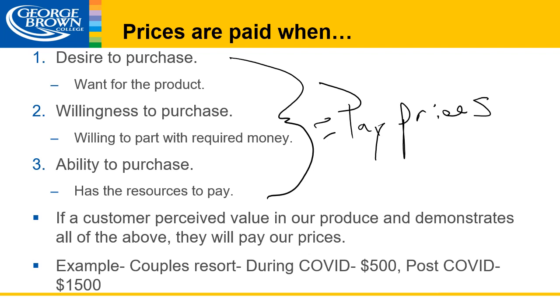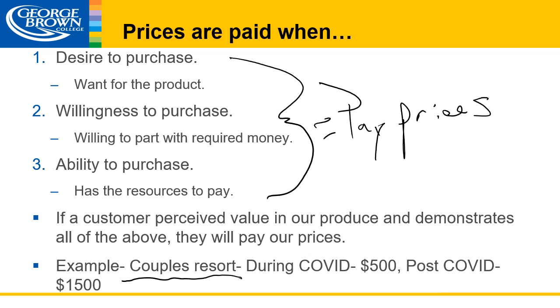For example, during COVID-19, Couples Resort up in Muskoka, some of you might be aware of who they are, a very expensive resort, was running a promotion for frontline workers. My fiance was a frontline worker, and during COVID-19 we were thinking maybe we'd go away for a weekend. The price for the weekend to stay at Couples was $500, which is a great deal.